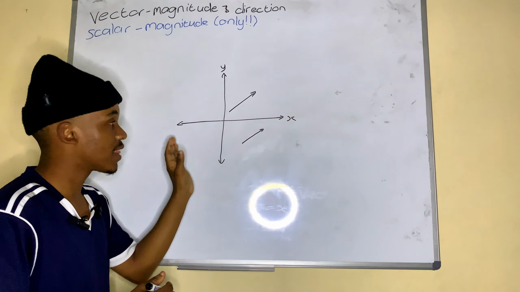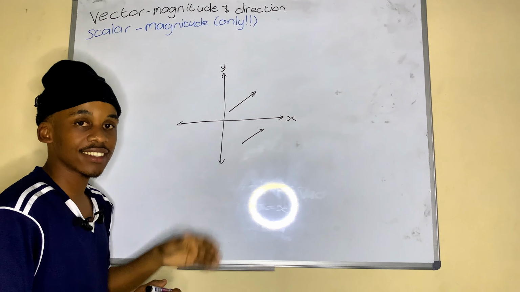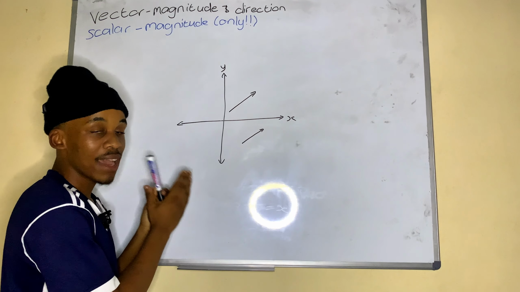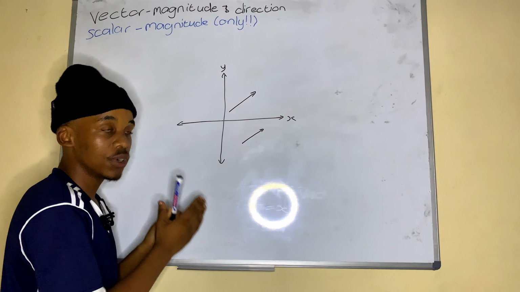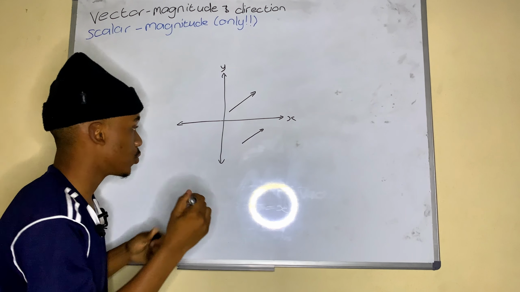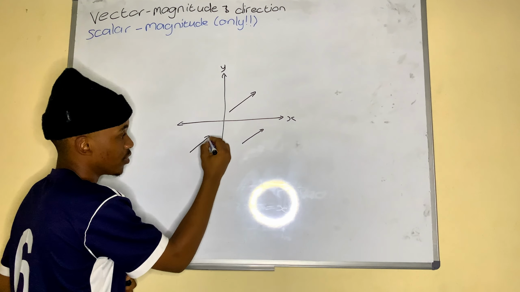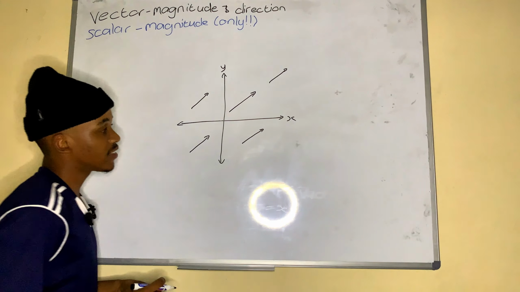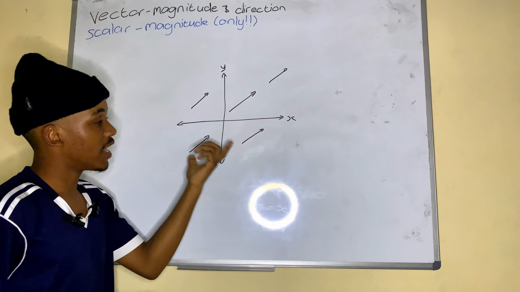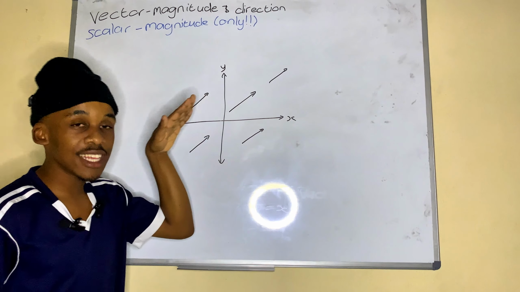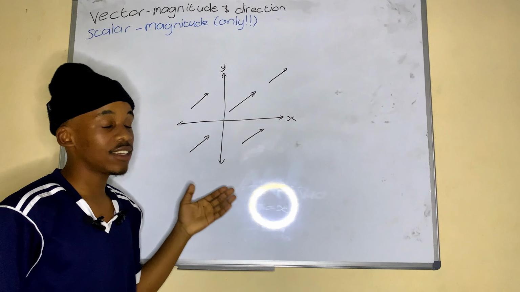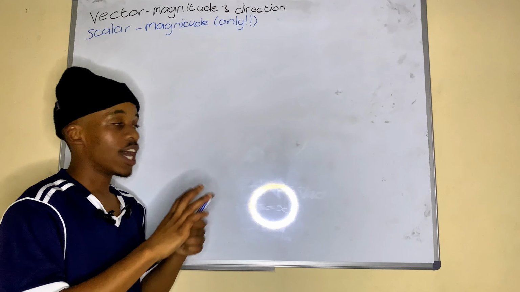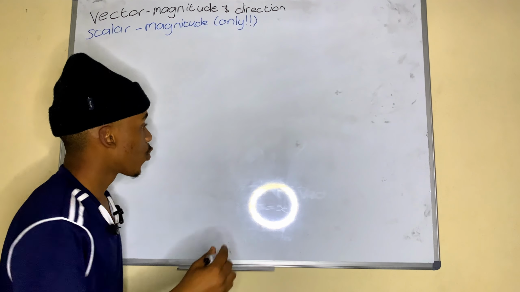Irrespective of on which quadrant or where they lie, all that matters is that if their direction is the same and their magnitude is equal, then those vectors are said to be equal. So we could have another vector over here, a vector over here, a vector over there. As long as all of these vectors are equal in magnitude and they point in the same direction, they are said to be equal.